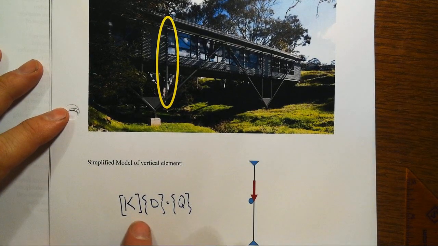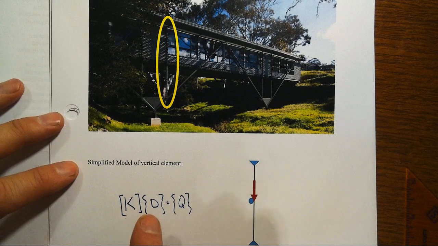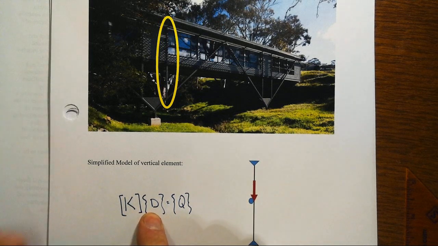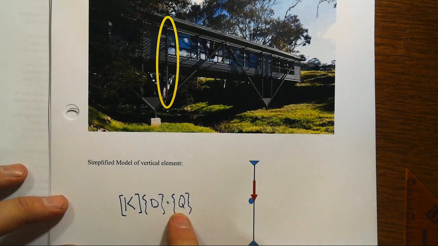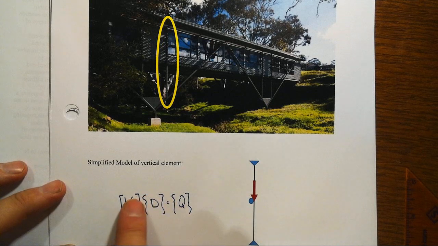What we're really doing is trying to figure out how to represent the structure in what is this stiffness expression. The global stiffness matrix times the displacement vector is equal to the applied force vector. That's the ultimate thing that we're doing from a mathematical standpoint.